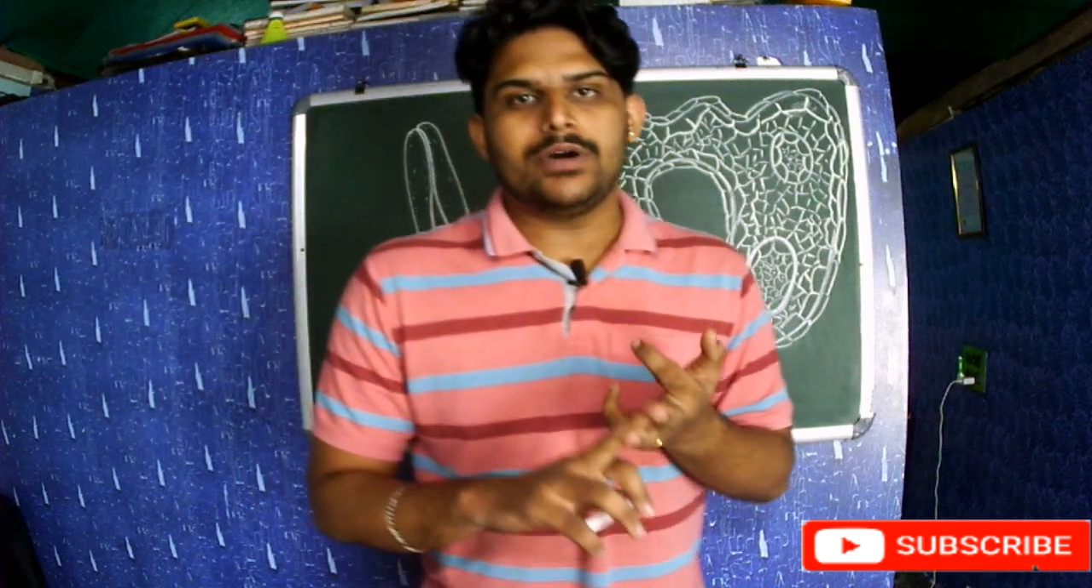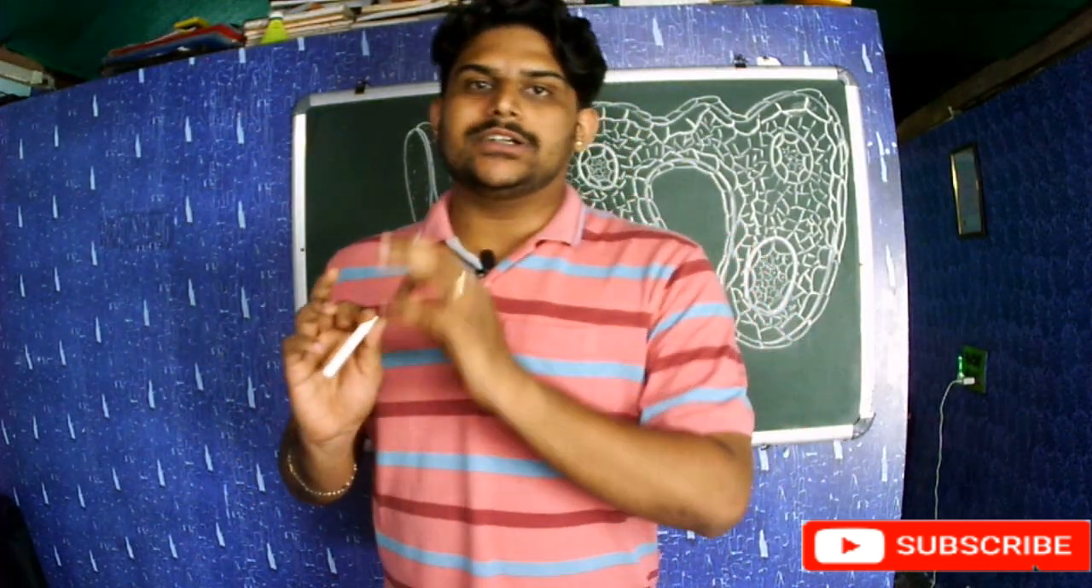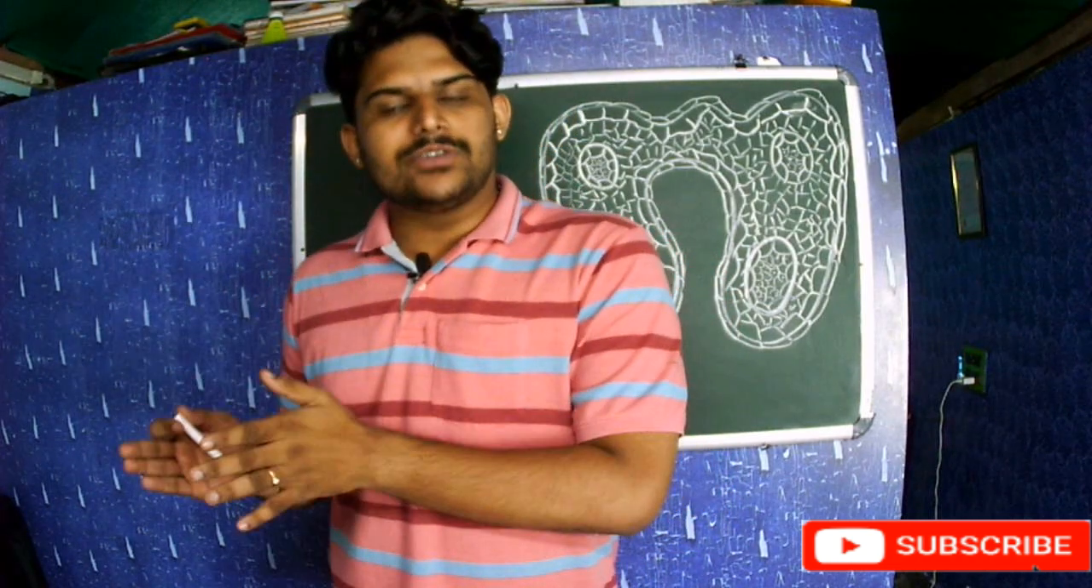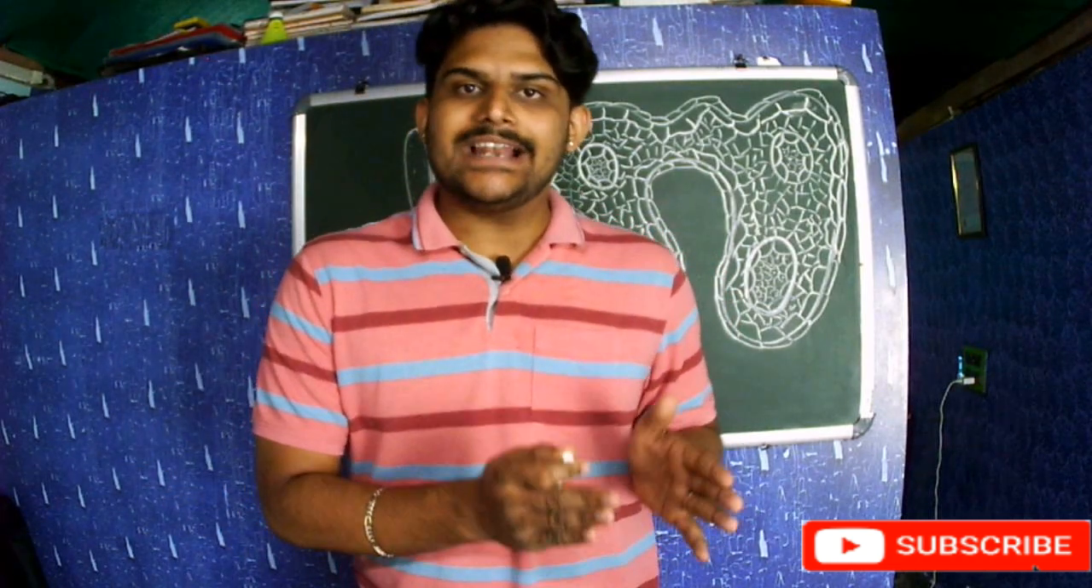So, we have got the clues from the flower that the flower has 4 important whorls. And what are those 4 important whorls? Calyx, corolla, androecium and gynoecium. Here the 2 important reproductive whorls are androecium and gynoecium. So first of all, we are going to study the male reproductive organ, that is androecium.